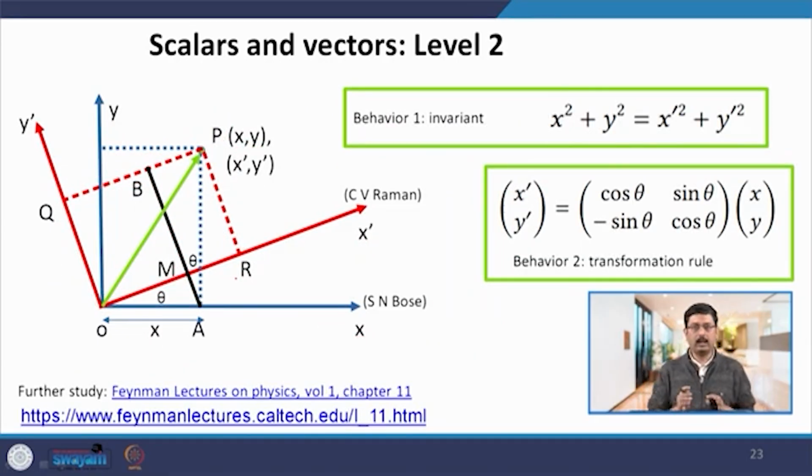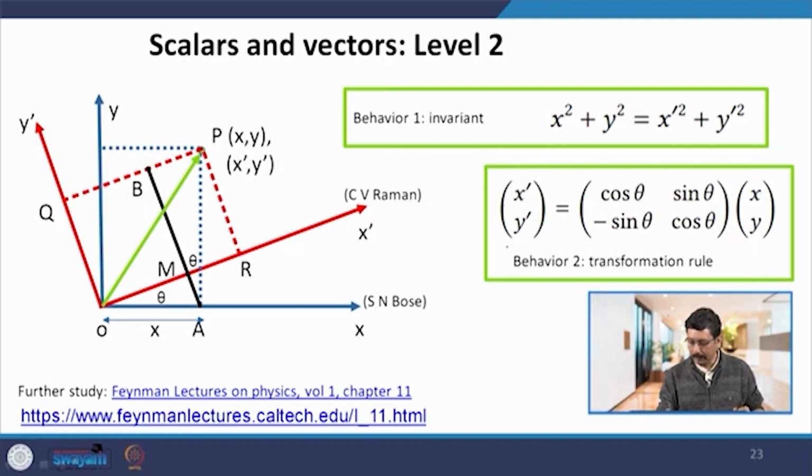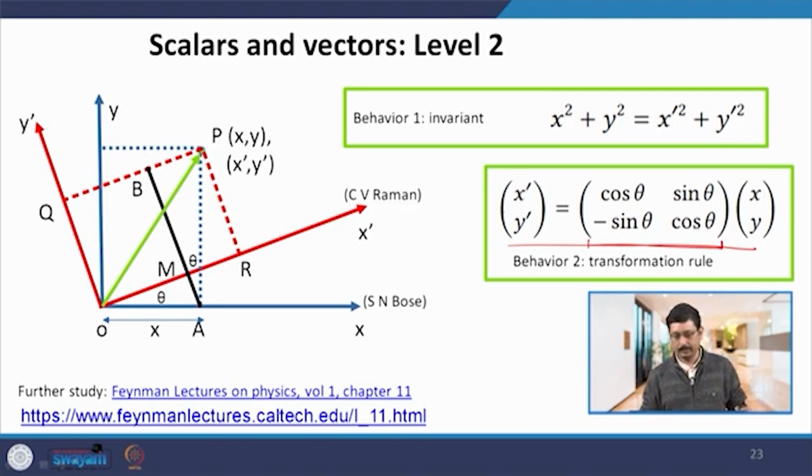And now I summarize what we found so far: if we apply a coordinate transformation, then the coordinates of the same point in two different coordinate systems will be different, but they will be related by a particular rule, and this rule is a combination of this cos theta, sin theta.